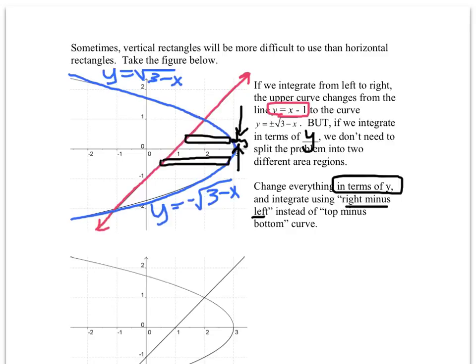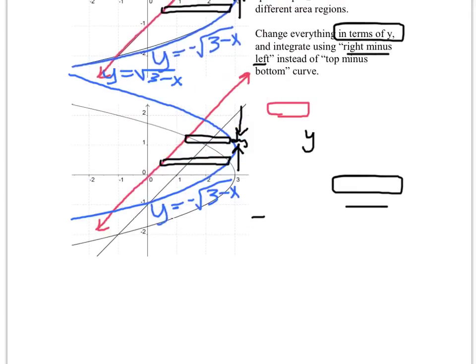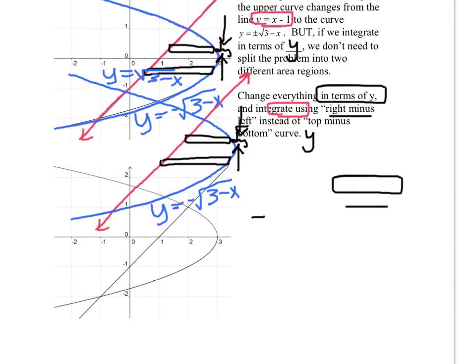So let's take a look at this function here. Our first step is to change everything so it's in terms of y. The graph here is pretty clear on where the y values are. This y value is at -2, and the top y value is at +1.